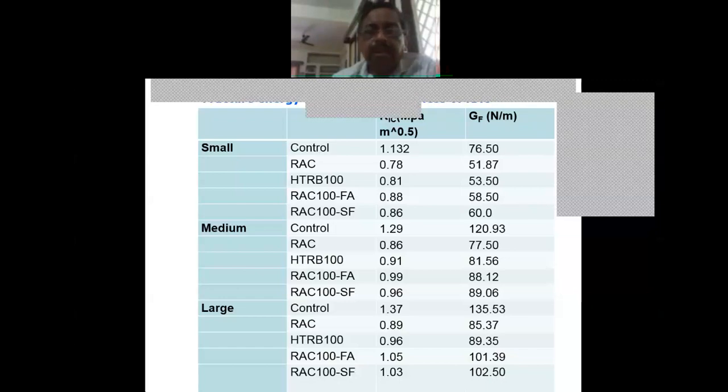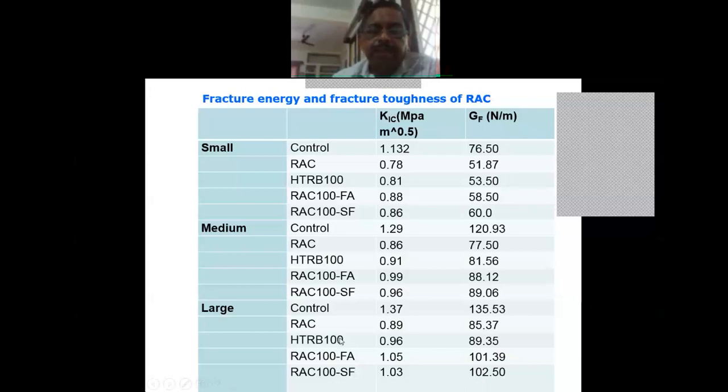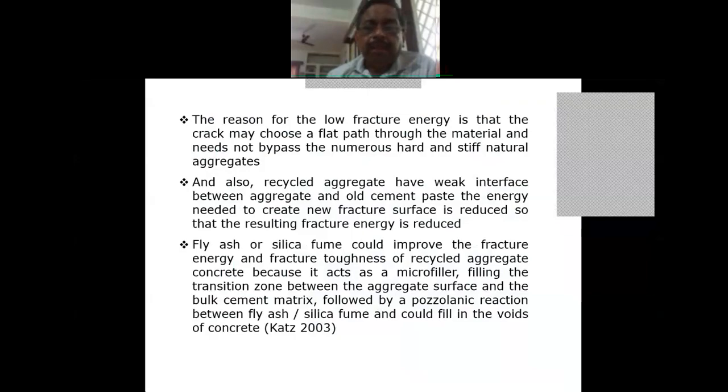Why has this been happening? It is because of the lower fracture toughness and fracture energies. You can improve using fly ash and other things, but we are not able to reach the natural aggregate values, because still there is some old mortar attached to the aggregate, which causes early fracture in the concrete. So there is low fracture resistance and a weak interface between aggregate and old cement paste, and the energy needed to create a new fracture surface is reduced, and that's why that is reflected in the lower fracture energies.